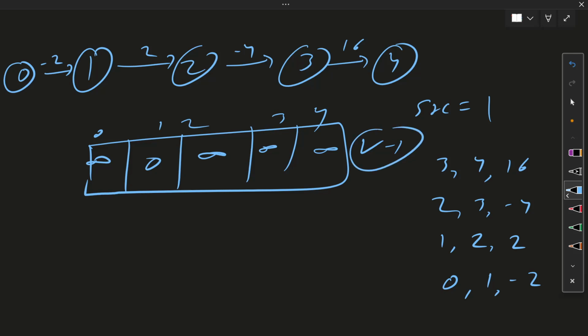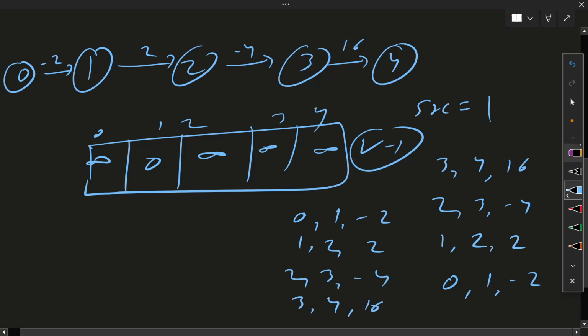So let me first change the order just for simplicity, so we don't have to traverse for V minus 1 times. Just for simplicity, 0 to 1 minus 2, 1 to 2 with 2, 2 to 3 minus 4, 3 to 4 with 16. So ordering is the most important thing, the input order matters.